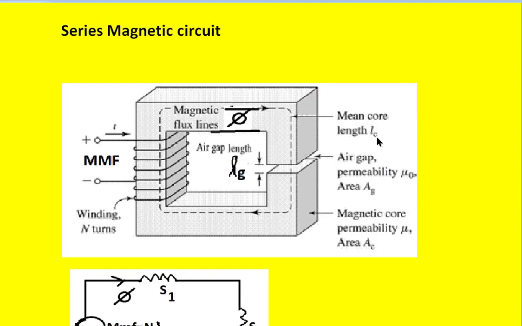And here Lc is the mean core length of the magnetic core, whereas the air gap length is Lg. Permeability of the air gap is mu naught and area of the air gap is Ag. Magnetic core permeability is mu r. Area of the magnetic core is Ac.